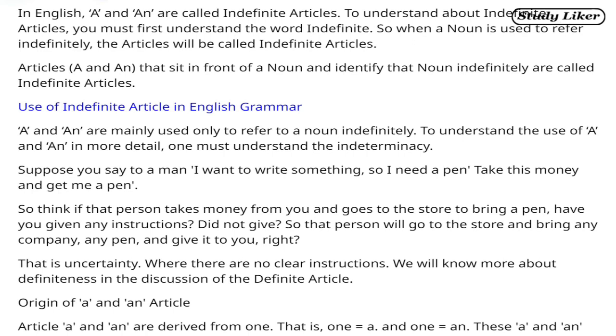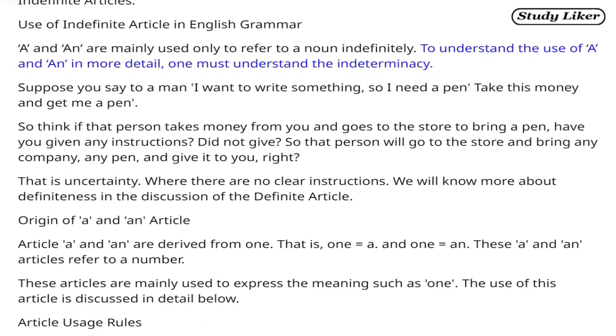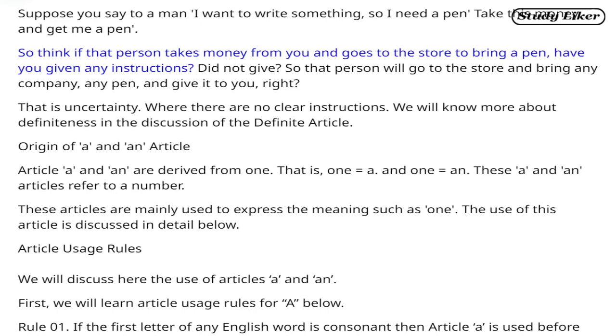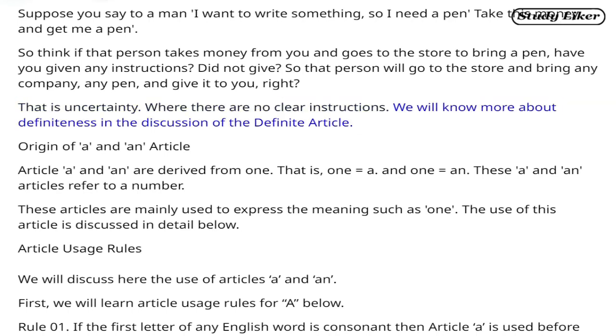Use of indefinite article in English grammar. A and an are mainly used only to refer to a noun indefinitely. To understand the use of a and an in more detail, one must understand indeterminacy. Suppose you say to a man, I want to write something, so I need a pen. Take this money and get me a pen. So think, if that person takes money from you and goes to the store to bring a pen, have you given any instructions? Did not give. So that person will go to the store and bring any company, any pen, and give it to you, right? That is uncertainty, where there are no clear instructions. We will know more about definiteness in the discussion of the definite article.